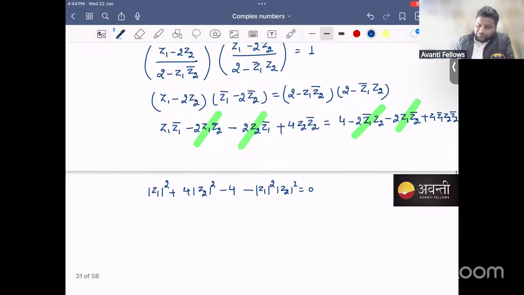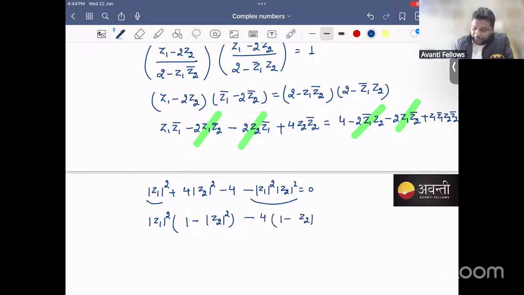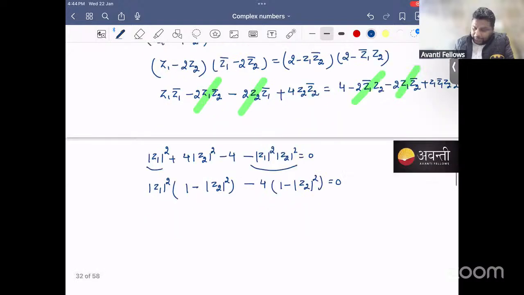goes 0. Now from this and this, I take magnitude of Z1 square common, so you get 1 minus magnitude of Z2 square, and take minus 4 further common, you get 1 minus magnitude of Z2 square, that is 0. So it is Z1 square minus 4 into 1 minus Z2 magnitude square goes 0.